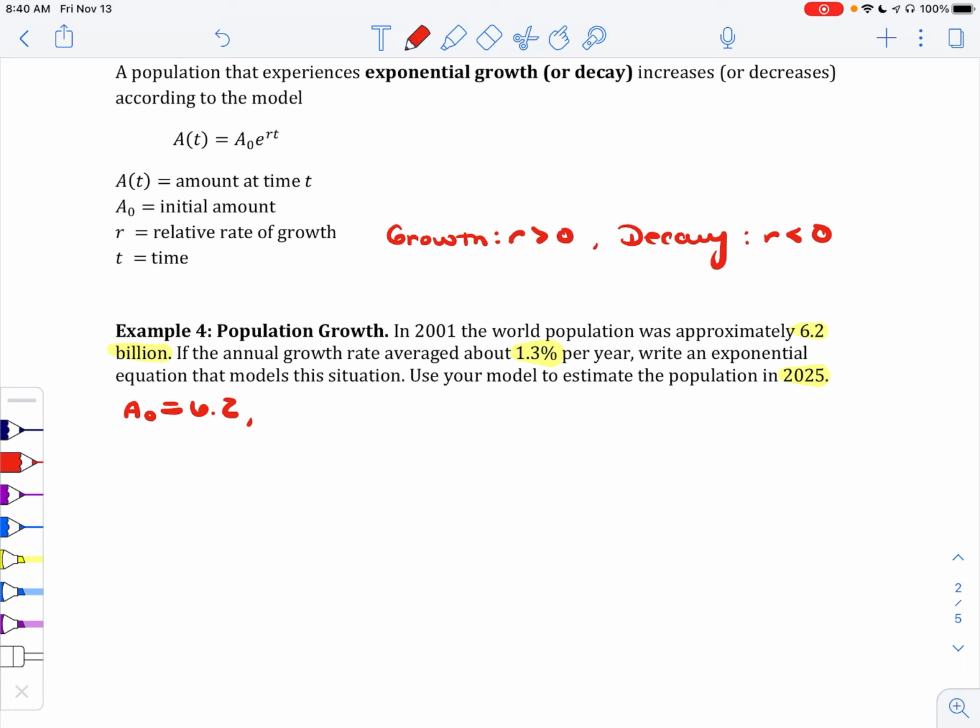Okay, so our growth rate is 1.3%. And of course, we have to change that to a decimal. So that would be 0.013. Okay, and it's growing, so it's a positive rate. And we are looking for the population in 2025. Now keep in mind here that our starting year is 2001. So 2001 corresponds to t equals 0. So from 2001 to 2025, the difference there is 24 years. So we're looking for when t equals 24.